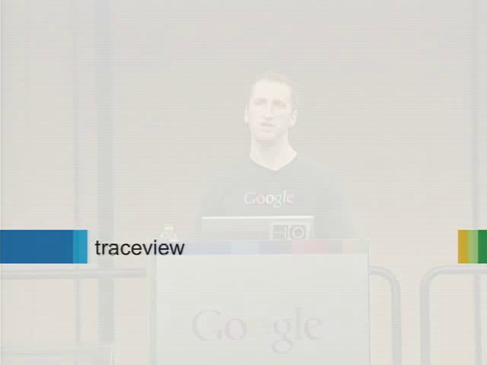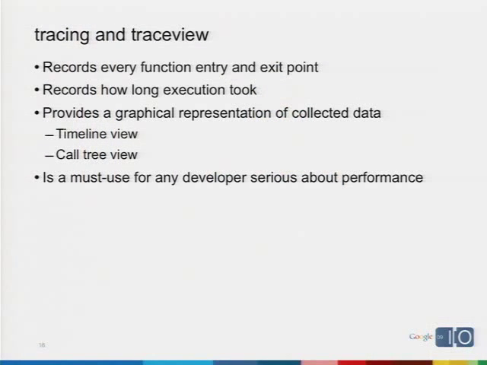After logcat is TraceView, and TraceView gives you a graphical representation to look at your performance profiling data that's really powerful. So when you're tracing your program in Android, it's going to record every method and function entry and exit point. It's going to record when these events happened and therefore how long execution took. And then TraceView will provide you a timeline and a call tree that you can navigate through to easily figure out which methods are being called in which order and from which other methods.